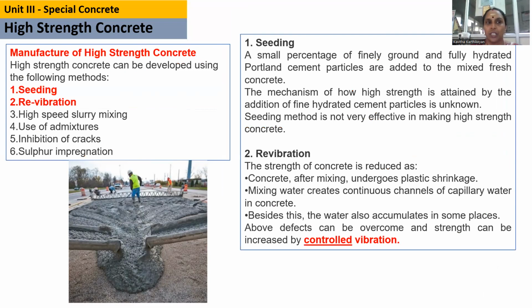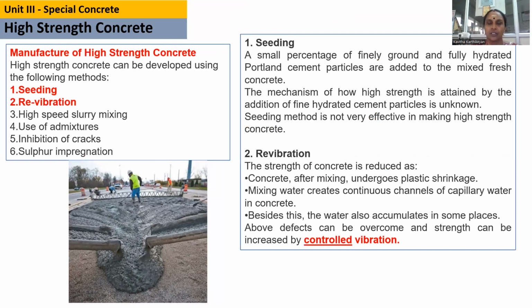Now coming to the techniques on how this high strength concrete can be manufactured, we have around 6 techniques, which are seeding, revibration, high speed slurry mixing, use of admixtures, inhibition of cracks, and sulfur impregnation.